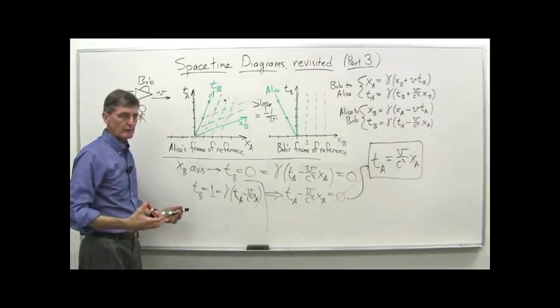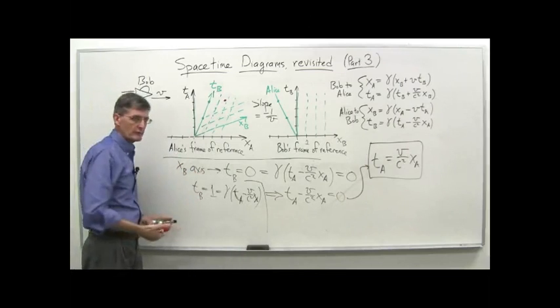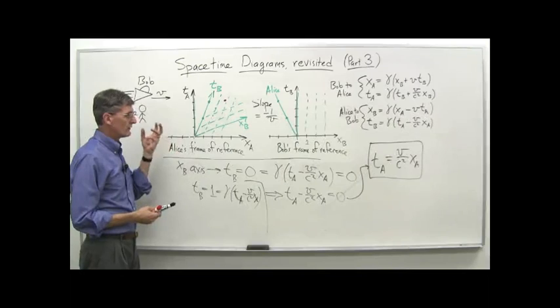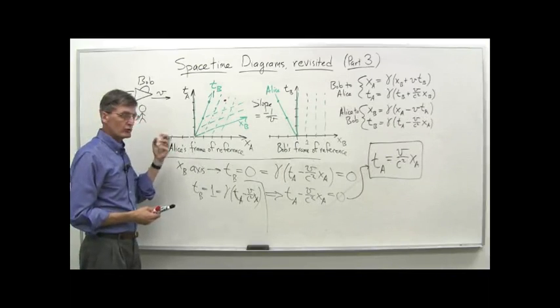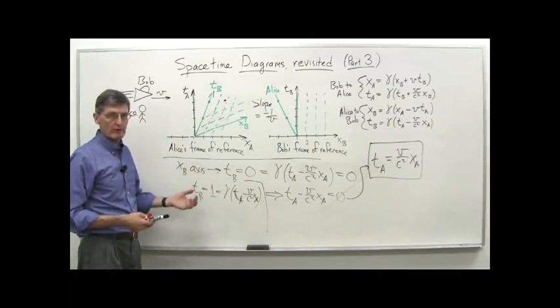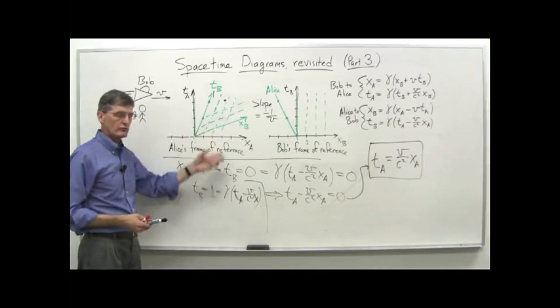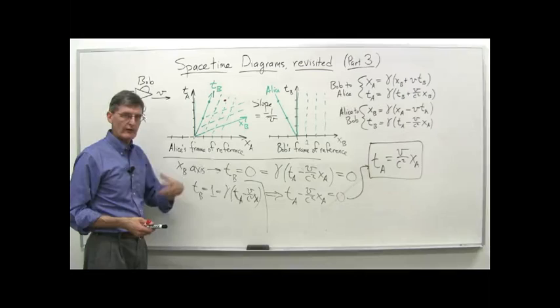Okay, so we're going to exploit this a little bit later on, especially when we look at things like the twin paradox and the pole in the barn paradox, and we'll also do some more examples of this as we go along.